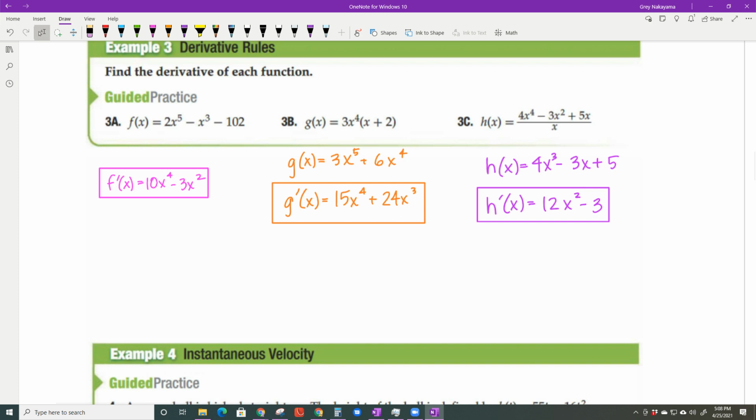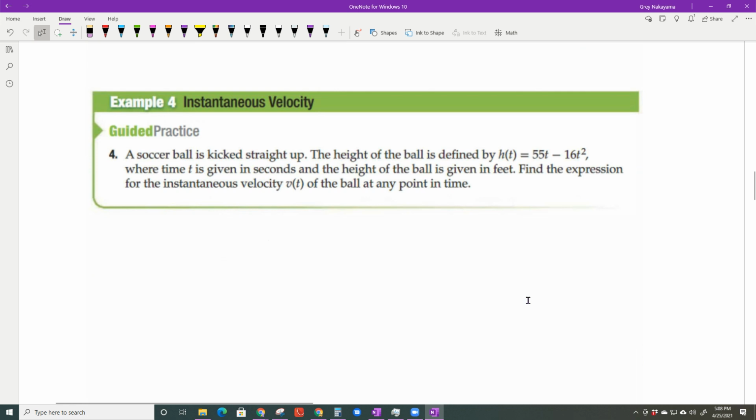As I mentioned at the beginning, instantaneous velocity is the same thing as the derivative of the function. A soccer ball is kicked straight up. The height of the ball is defined by h of t equals 55t minus 16t squared, where time t is given in seconds and the height of the ball is given in feet. Find the expression for the instantaneous velocity.